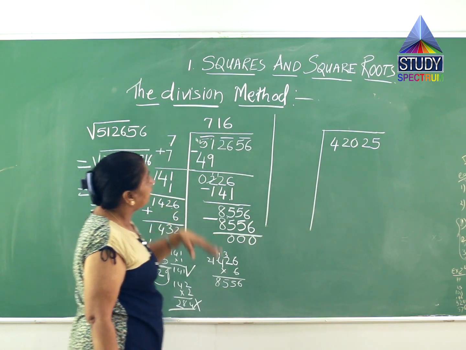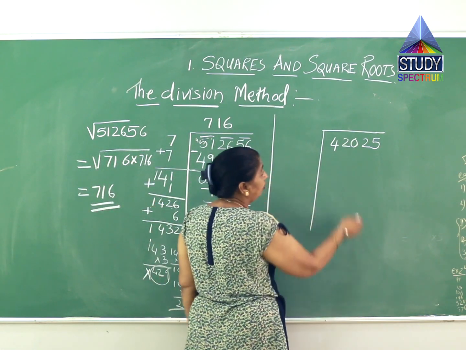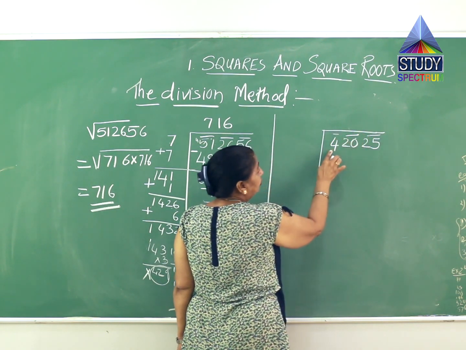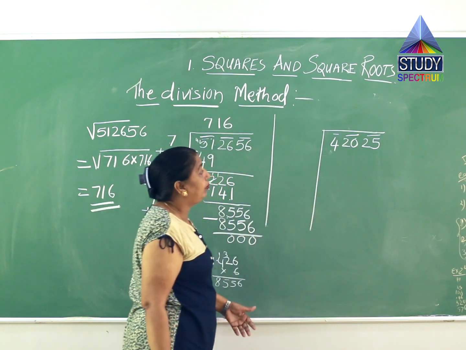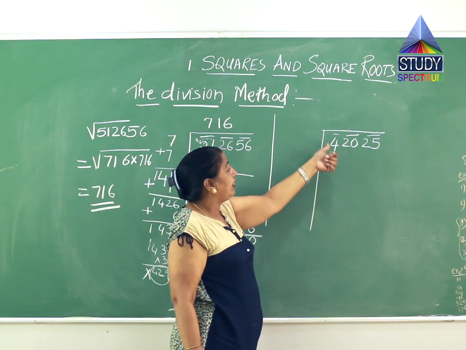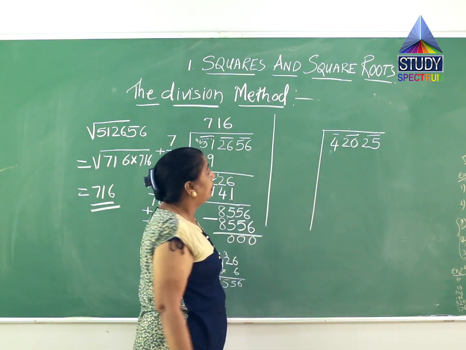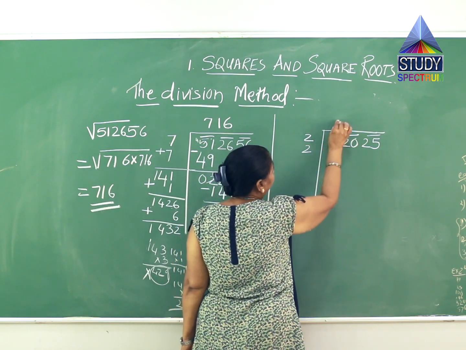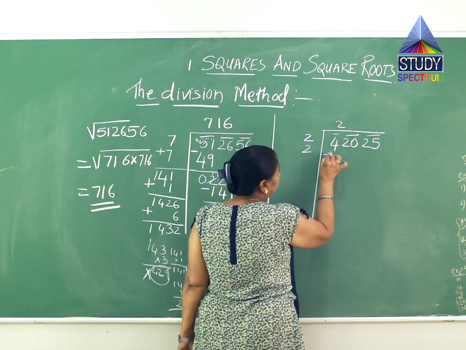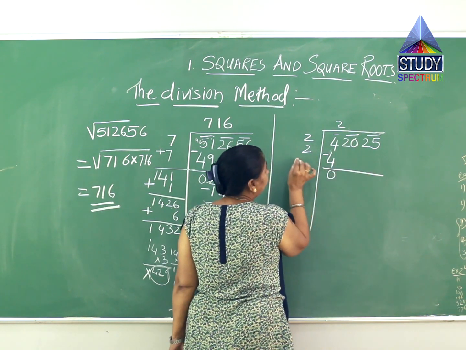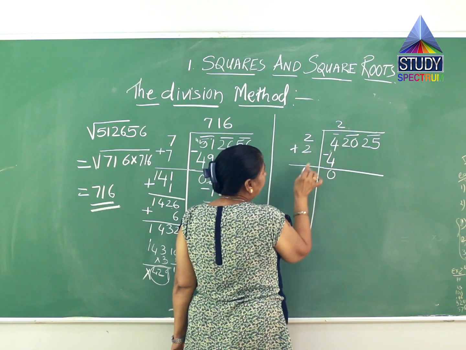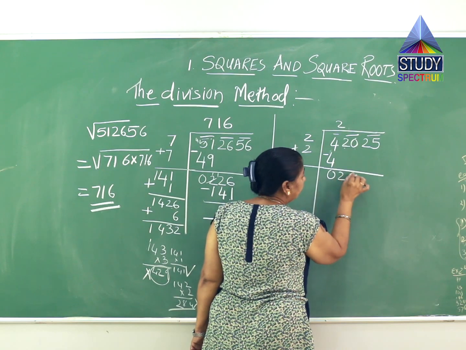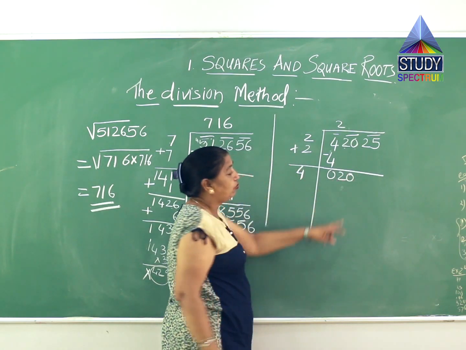Now with the same method I can solve this sum also. Now children, again you have to remember that I have to make groups of 2, and here a single number is remaining. So I will start with the number whose square is the same number or near to that. Here it is 4, so you know that 2 into 2 makes 4. So I will take 2 and subtract. It will give me 0, and here I have to add that 2, that will give me 4. The next step is you have to bring both the numbers together below, and here is 20.